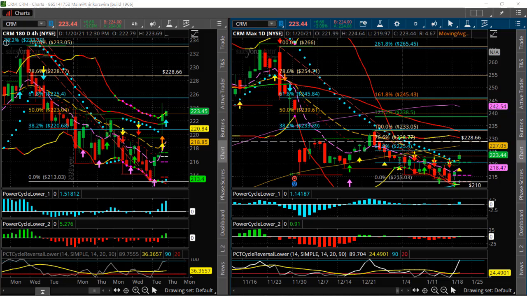It looks really good. This is on CRM, Salesforce. First off, CRM or Salesforce has had a big sell-off, and it's finally looking like it's found support here. Based on our momentum indicators, we had a buy signal today on CRM.